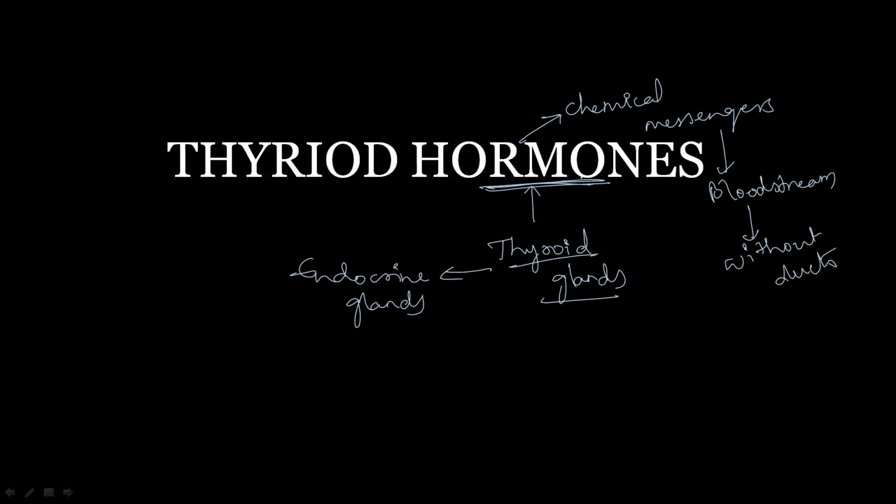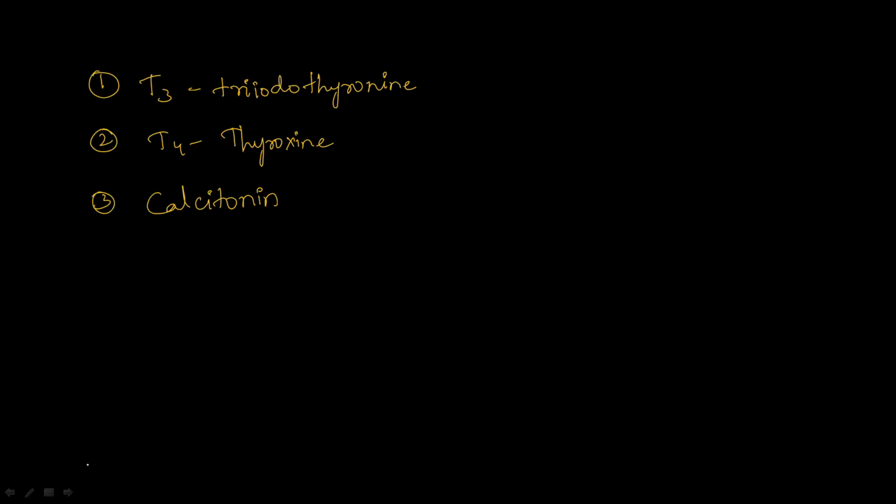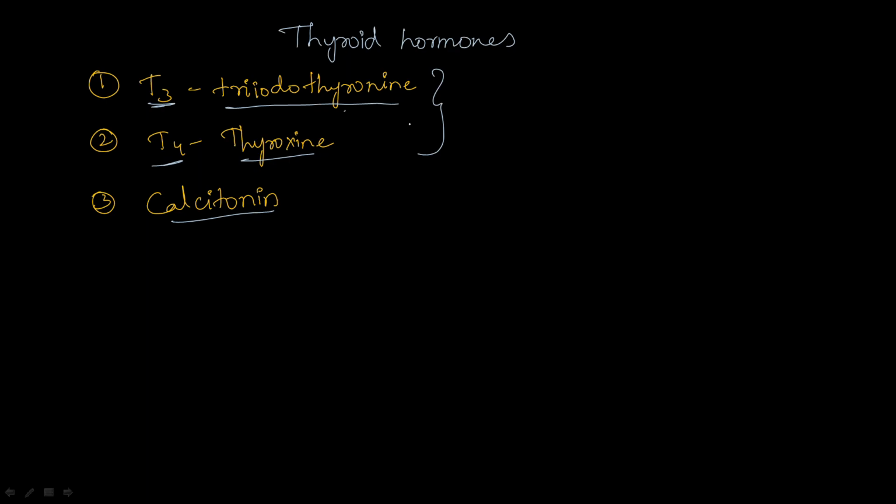This is a quick recap from the previous video. And now let's move to the thyroid hormones. So what are thyroid hormones? Thyroid hormones are actually T3, T4 and calcitonin, where T3 is triiodothyronine, T4 is thyroxine, and calcitonin. Generally we consider T3 and T4 as thyroid hormones because calcitonin is functionally different, right?